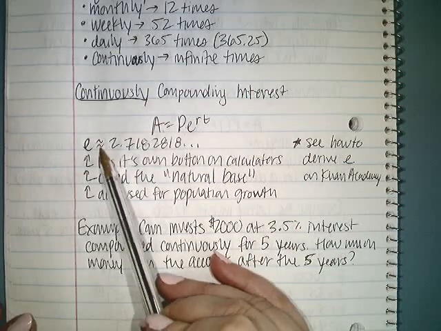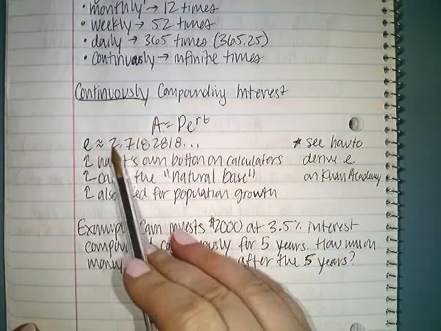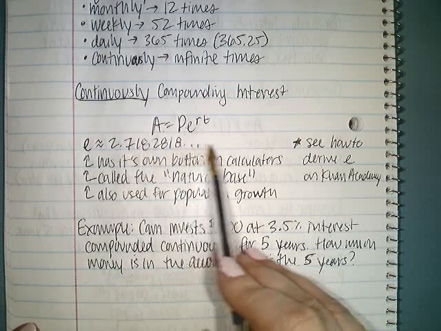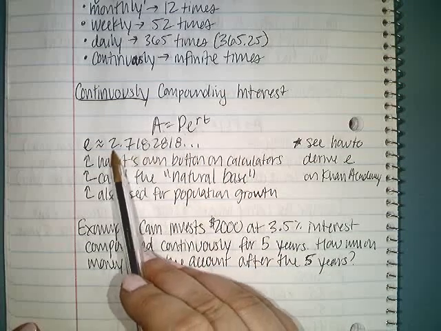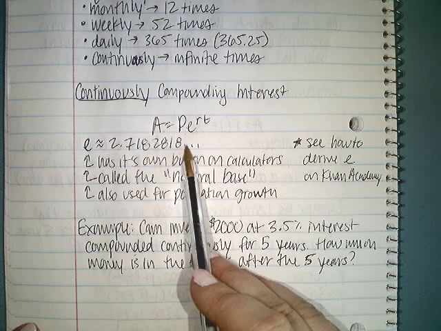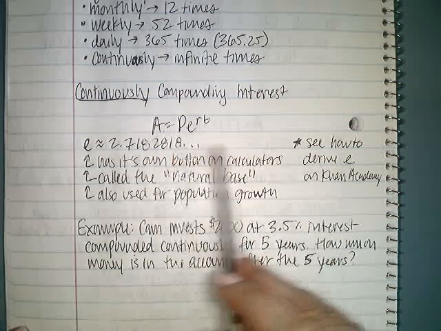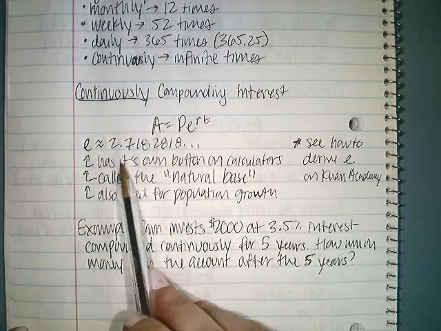So e is actually a number like pi that is irrational. So it has a never-ending non-repeating decimal. So it's 2.71828, and it continues on. No pattern to it, just irrational.